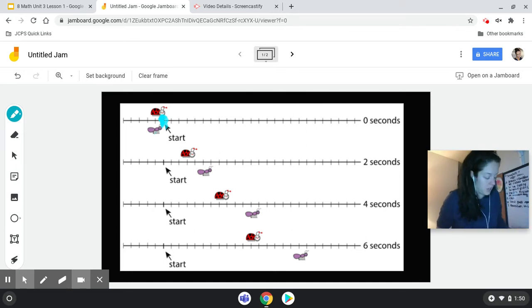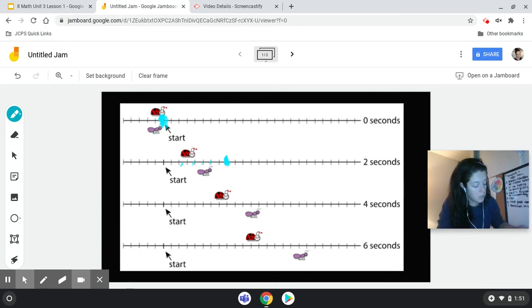So in this first one, in 2 seconds, it moved 1, 2, 3, 4. So our new bug, the centipede or the wasp, whatever bug you want to use, is going to move 8 because it's moving twice as far. So I'm going to go 1, 2, 3, 4, 5, 6, 7, 8. I'm going to put a little mark right here.